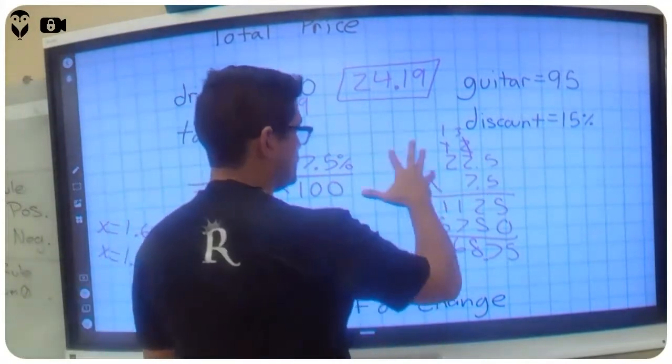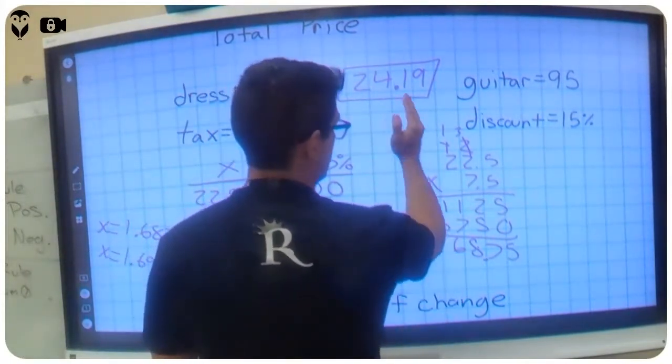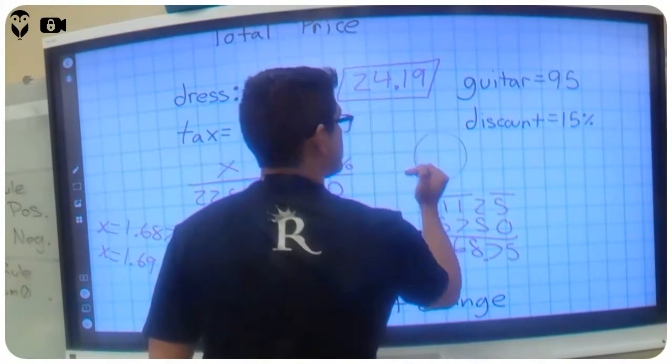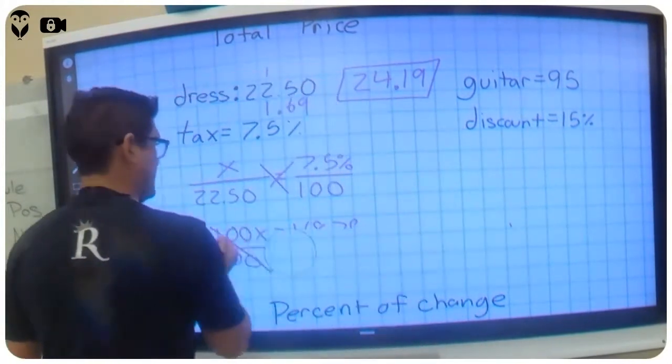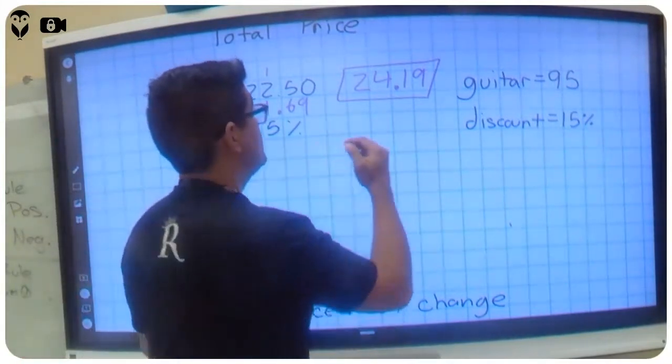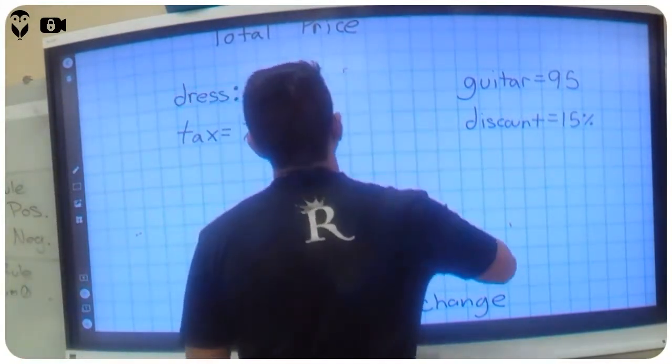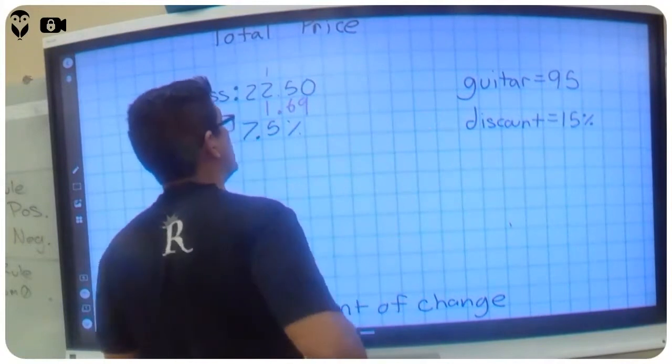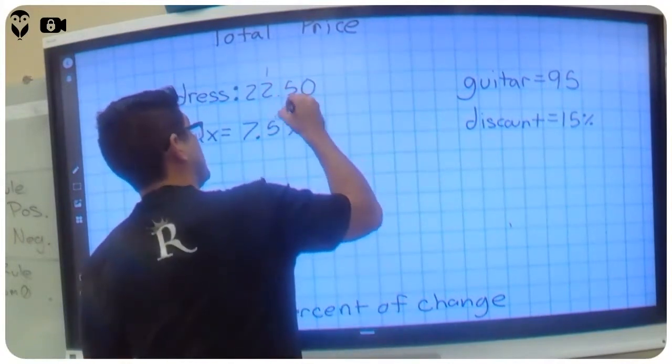Okay, if you were using a calculator, a lot of this stuff would take much less time, but I like to do everything by hand, so there you go. All right, so this one, a discount, means the price is going down. Okay, the price is going down. So let's do that one.